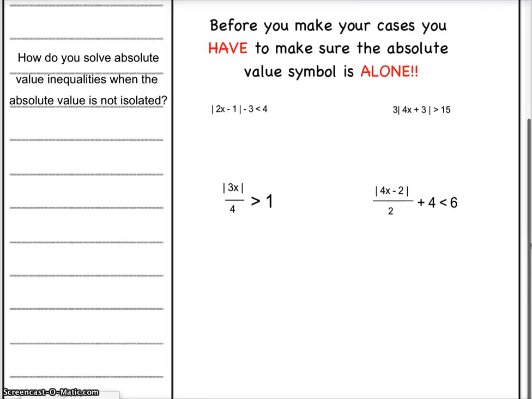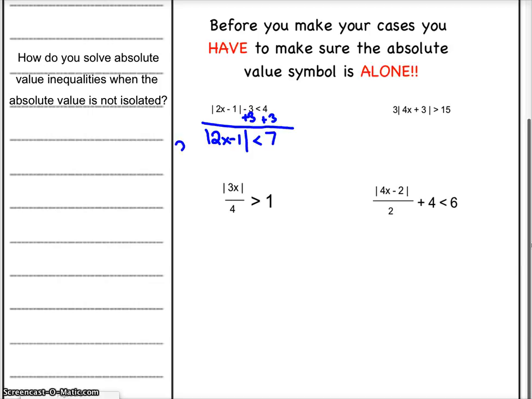So let's do the first one. The absolute value of 2x minus 1, minus 3 is less than 4. What do I need to do first? Tell me. Yep, I need to add 3 first because it's not by itself. So I get the absolute value of 2x minus 1 is less than 7. Can I make my cases? Yes, because it's by itself. You have to make your cases.